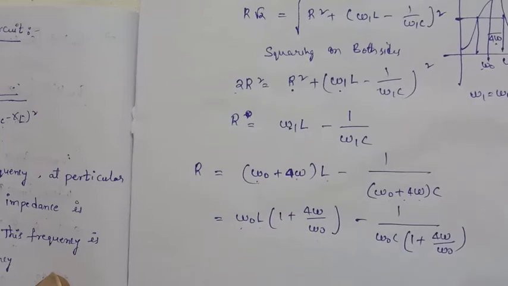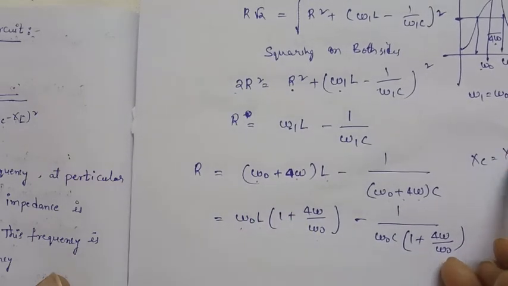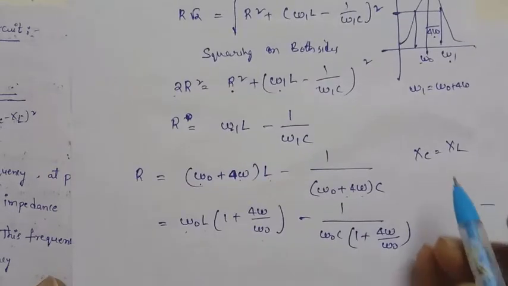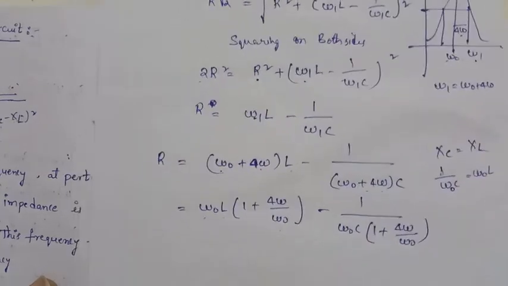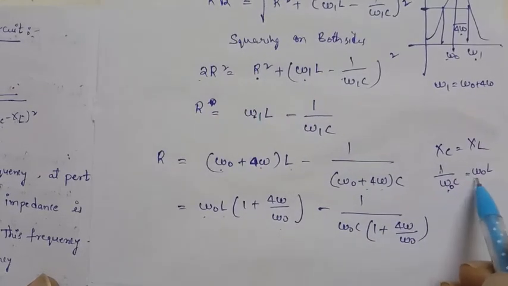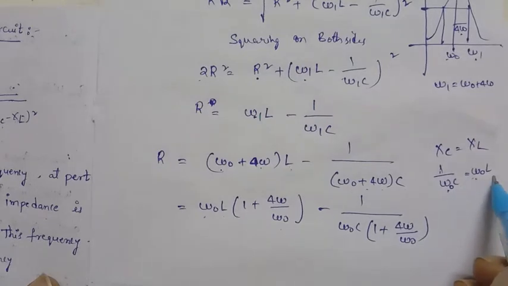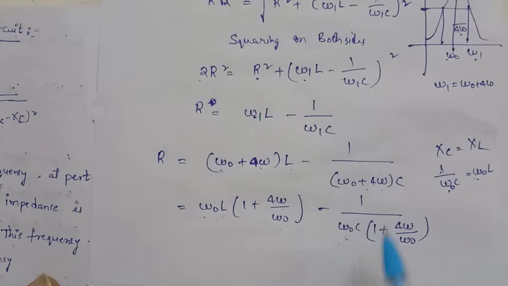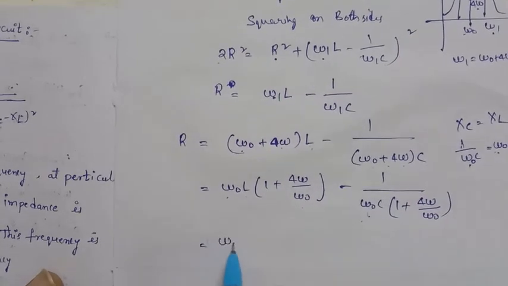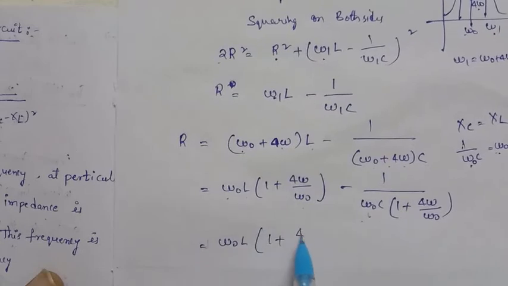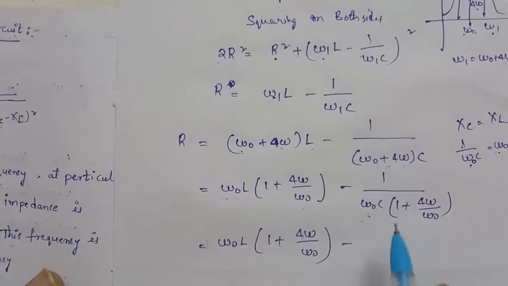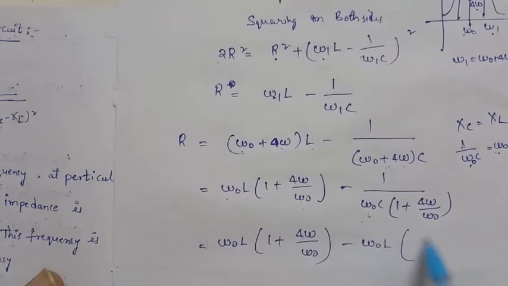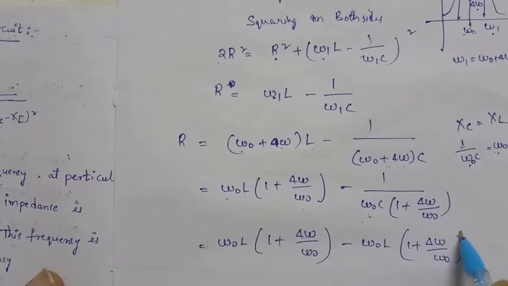But at resonance frequency, what is the condition? XC is equal to XL. XC means 1 by omega naught C, and XL is omega naught L. So 1 by omega naught C can be written as omega naught L. So omega naught L times 1 plus delta omega by omega naught, minus omega naught L times 1 plus delta omega by omega naught whole power minus 1.